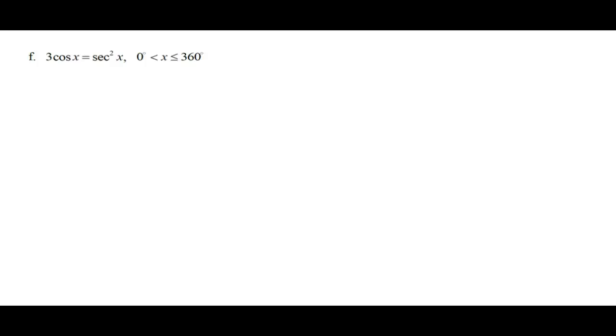3 cos x is secant squared x. Okay, so what's secant squared? Would that help us? No, because then I got 3 cos there. Okay, because it just introduces 2 different ratios, right? I still have 2 ratios. What else is secant squared? 1 over cos squared. Okay, so if I do that, then how would I follow that up?